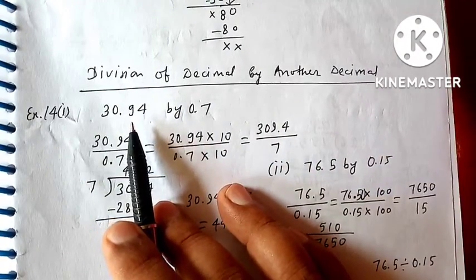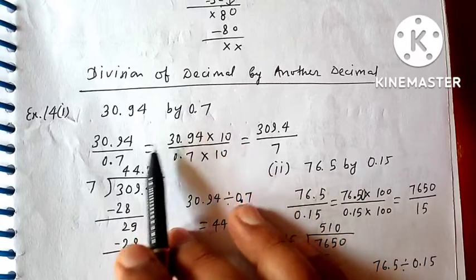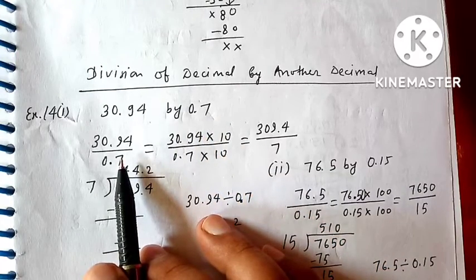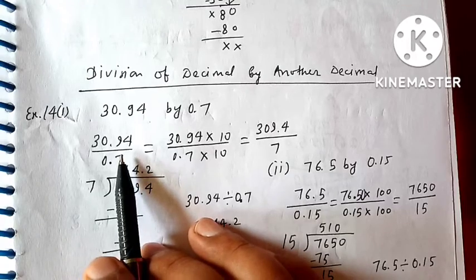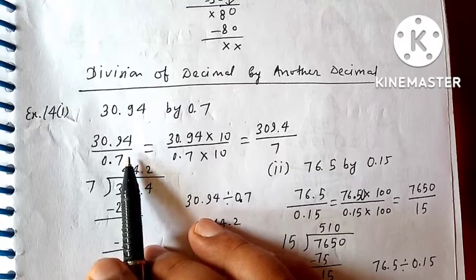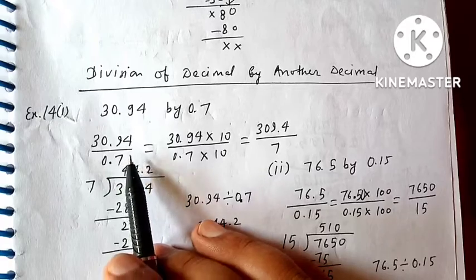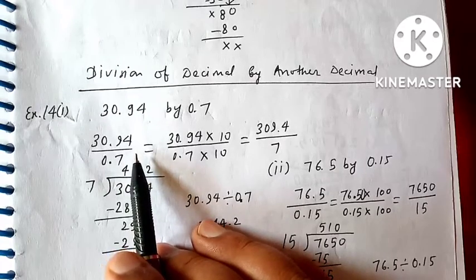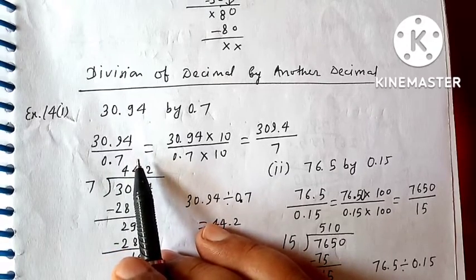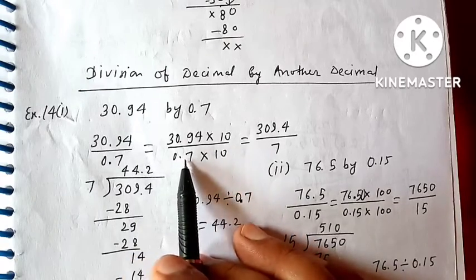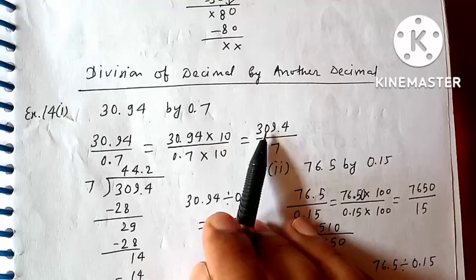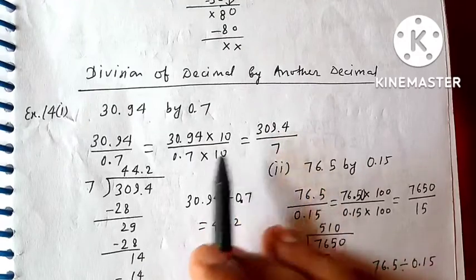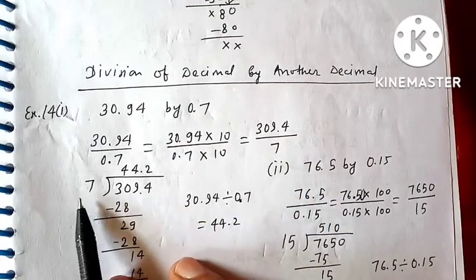Now division of a decimal by another decimal. Divide 30.94 by 0.7. As you see, the denominator has one decimal place. Make it a whole number by multiplying it with 10. So we have 7 here, and above, if you multiply, you have 309.4. Now divide 309.4 by 7.